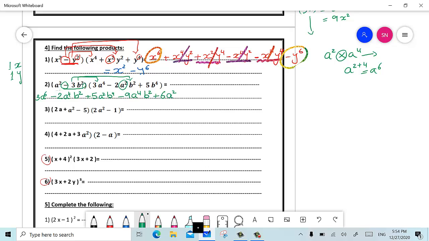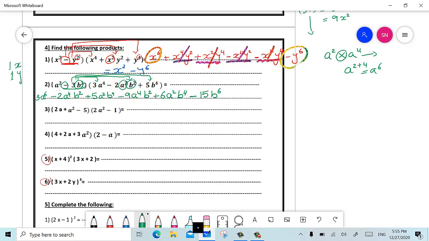And for b, I have here b to the power of 2 times b to the power of 2, which is equal to b to the power of 4. The last thing, I'm going to multiply negative 3b squared by positive 5b to the power of 4. Negative times positive, so my answer is going to be negative. 3 times 5 is 15, and b to the power of 2 times b to the power of 4 is b to the power of 6, because I add powers when I am multiplying the same variables.